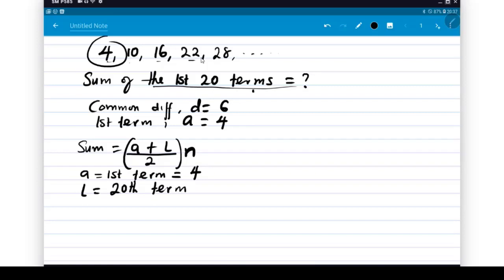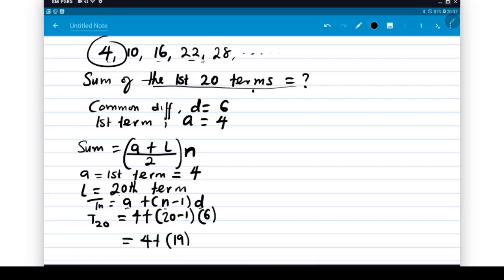So the 20th term, we don't know it now, which means we need to find that first by using our formula for the nth term. Tn is equal to a plus (n minus 1) times d. So if we are finding our 20th term, that means we have a, which is 4, plus n, that's 20, the position of the term we want to find, minus 1, times the common difference, which is 6. And this gives us 4 plus 19 times 6.